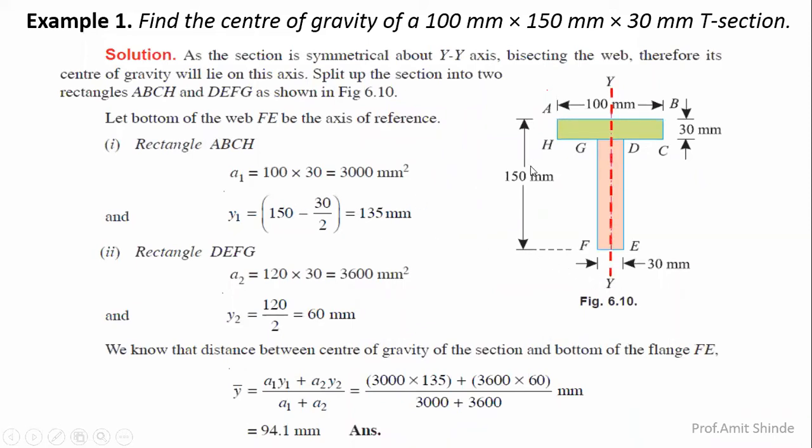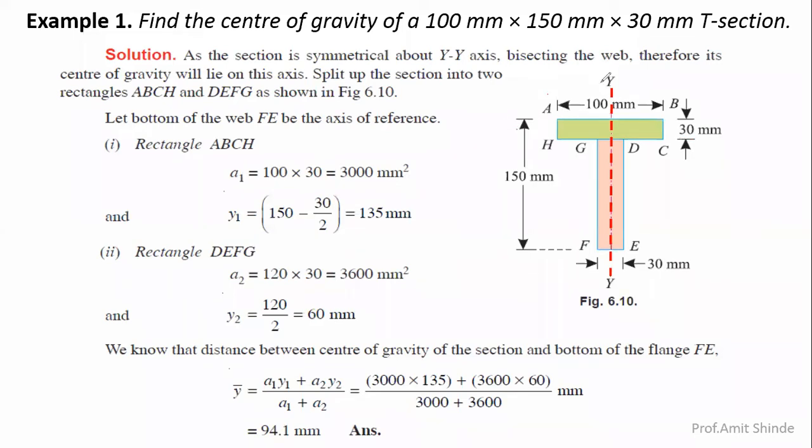We divide this figure into two rectangles. The first rectangle is ABCH and the second rectangle is DEFG. Let us say ABCH is the first rectangle. Its width is 100 and thickness is 30. That's why 100 into 30 becomes 3000 millimeter square, the area of the first rectangle.